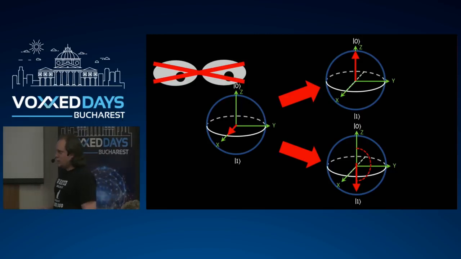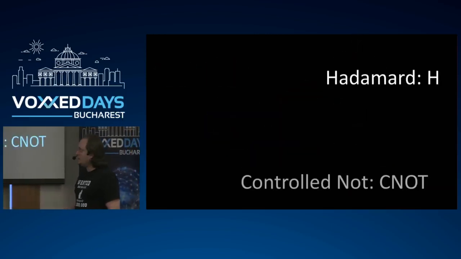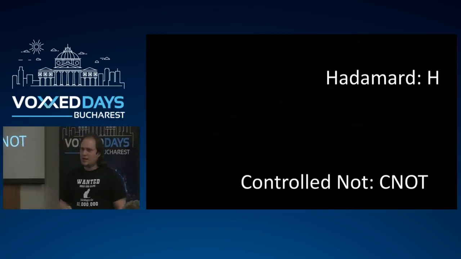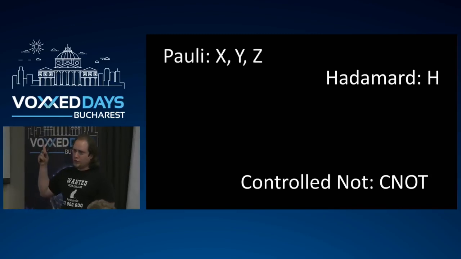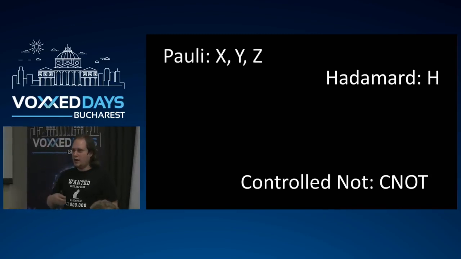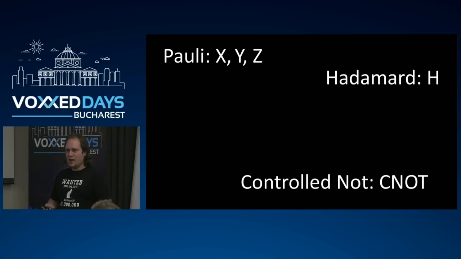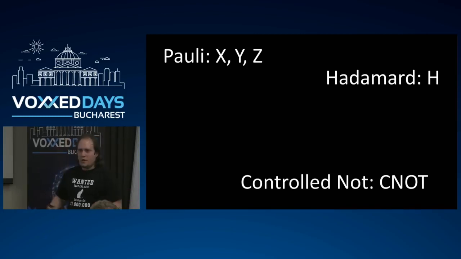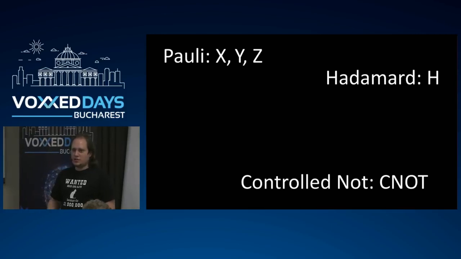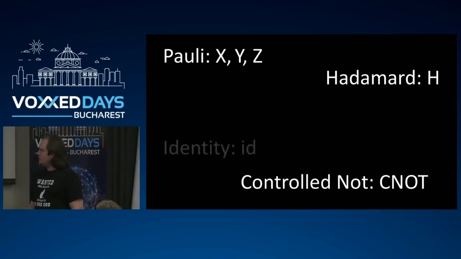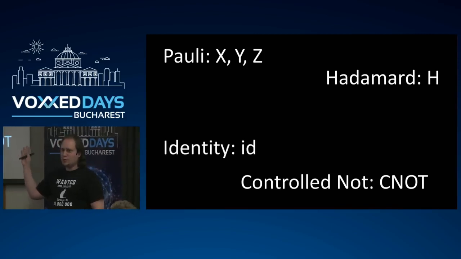Now, I've shown you a few quantum gates, namely the Hadamard and the C-NOT gate. I've shown you one of the three Pauli gates. There are Y and Z Pauli gates as well. They just spin around their axes by 180 degrees, those axes just being Y or Z. There's also stuff like the identity gate, which is the most boring gate ever because it just does nothing.